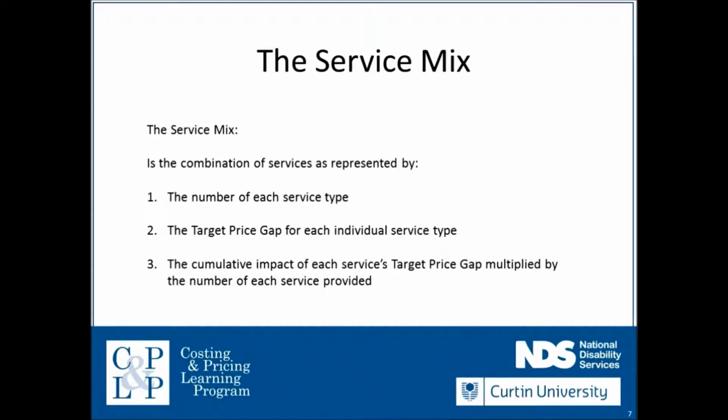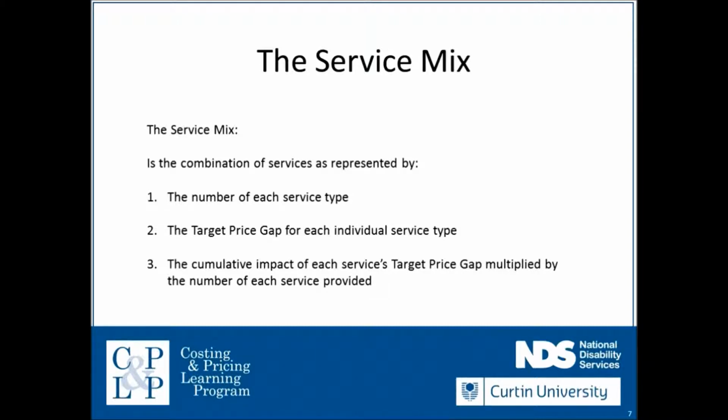Now, the service mix also has a number of other constraints, so we can't just simply adjust the service mix according to our strategic desires. We do have to, of course, take into account things like demand for certain services, and the target price gap for each service, because the quantum of target price gaps will make a difference to our financial sustainability. The relevant range for each service is also incredibly important. We can't simply change our service mix and move into or out of a relevant range without having that detrimentally affecting our costing and pricing calculations.